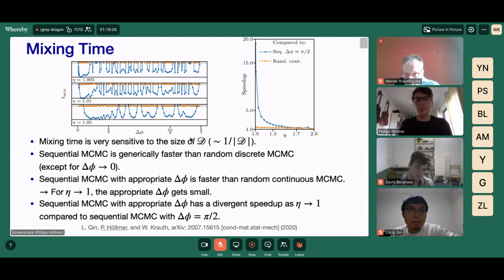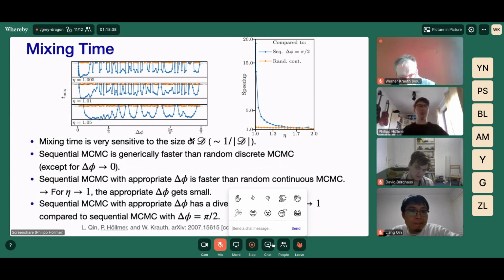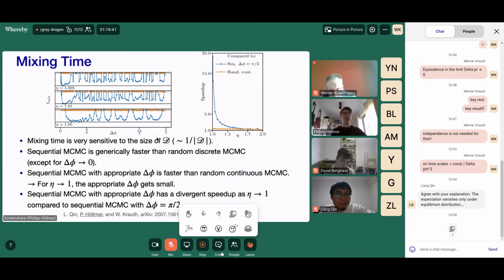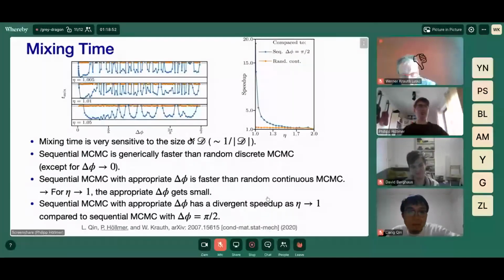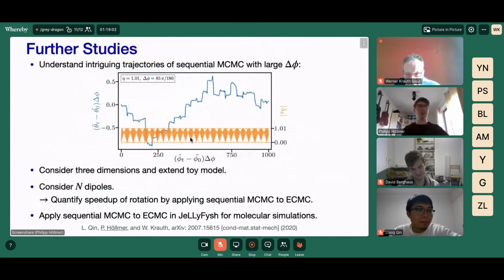Why is this important? Because in event-chain Monte Carlo for water molecules, for example, we always chose the sequential scheme of changing direction by 90 degrees. And now we understood that this might lead to a very slow rotation of dipoles. And that choosing a small delta phi, so a small change of the direction, may speed up the rotation of dipoles by a large factor. So this basically concludes the numerical study of our fast sequential Markov chains and the study of mixing times.